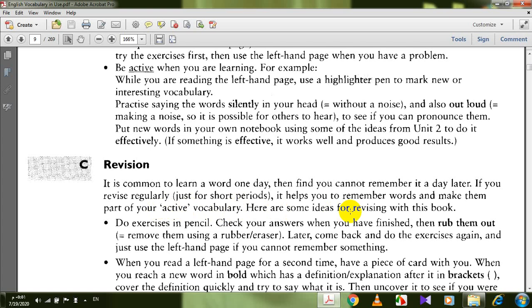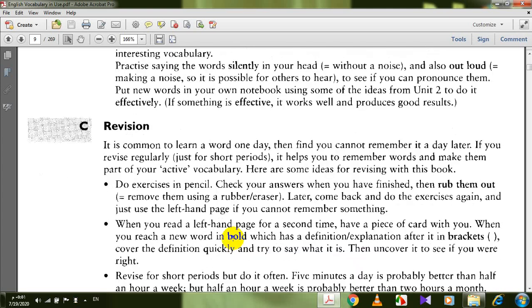Here are some ideas for revising with this book. Do exercises in pencil. Check your answers when you have finished, then rub them out. Rub them out means remove the answers. It means here, remove them using a rubber eraser. Later, come back and do the exercises again, and just use the left-hand page if you cannot remember something. So this is actually a very good idea for how to revise.